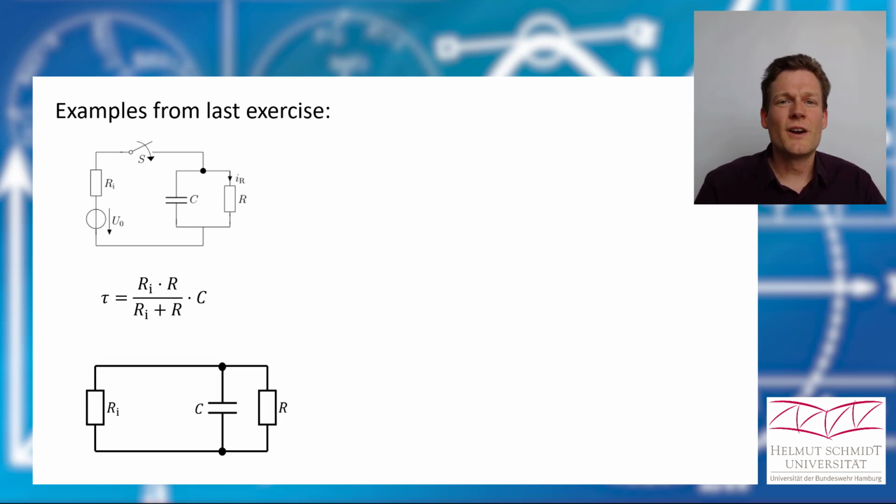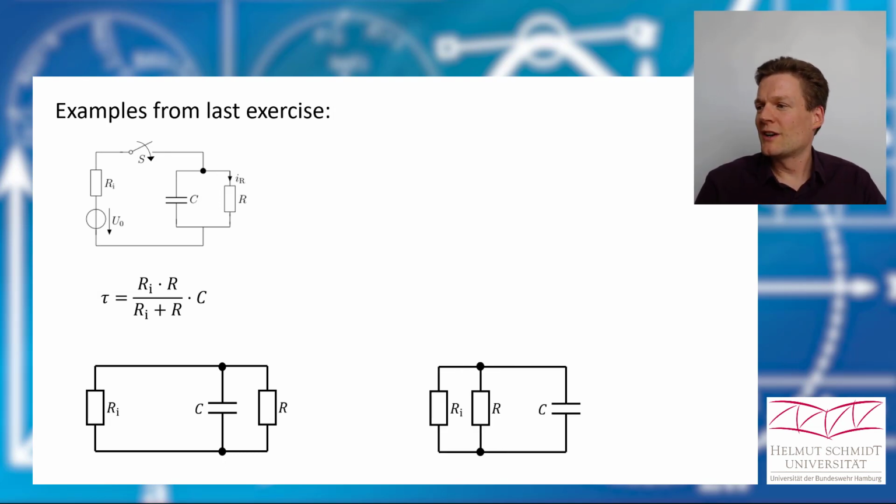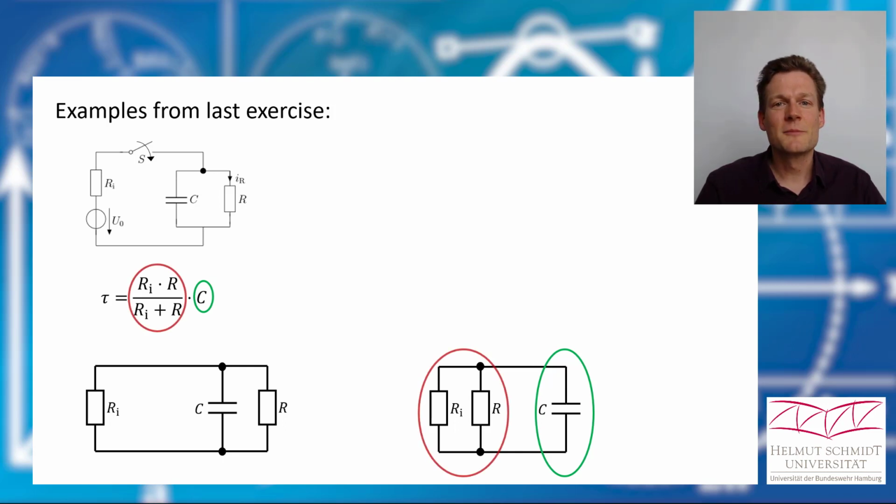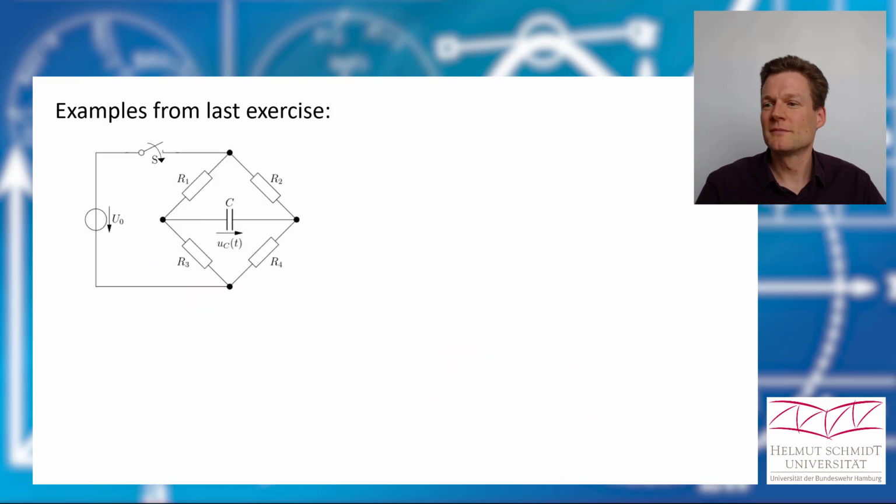And now I rearrange the elements a bit. They're all connected in parallel, and therefore the order of the elements does not matter. So I draw it like this, and now have a look. The time constant tau consists of the value of the capacitor and the value of the parallel connection of the two resistors. That is interesting. Let's go on to the next example.